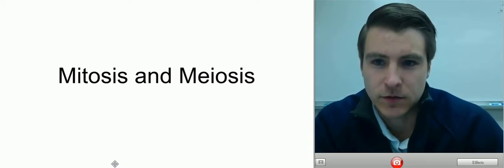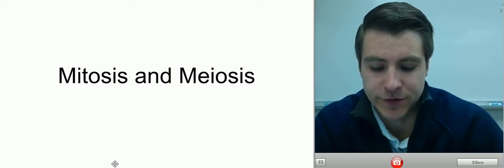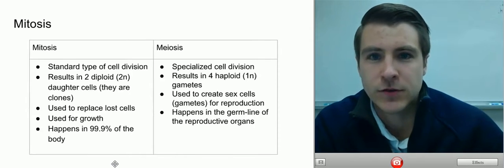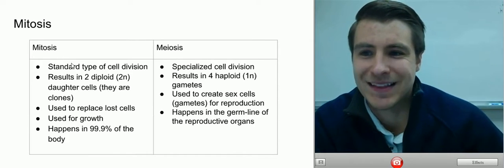So let's take a little look at these two types of division and how they are similar and how they are different. So here's a table to help clarify this.